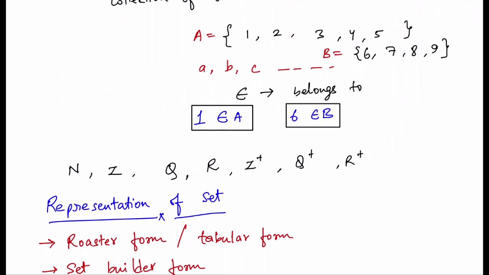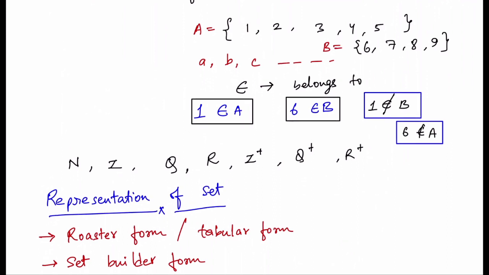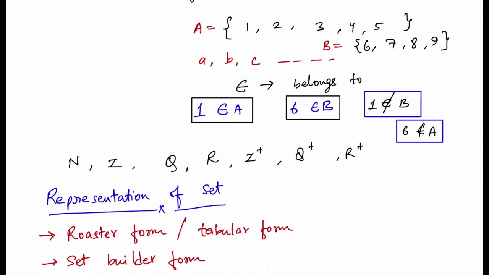Now, also I can say that element 1 does not belong to set B. So we will just cut this symbol. Okay. So this is a way to write which element belongs to a particular set and which element does not belong to a particular set. Similarly, I can write that 6 does not belong to set A. So we'll just cut that symbol. So basically this is belongs to, and this is not belongs to. Okay.